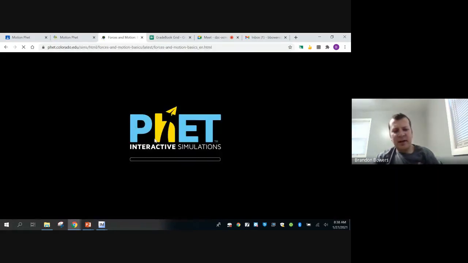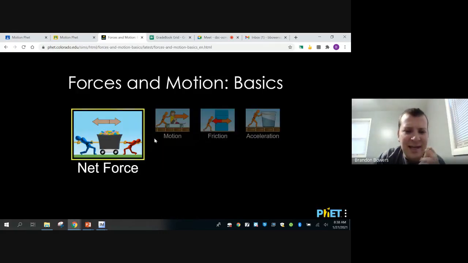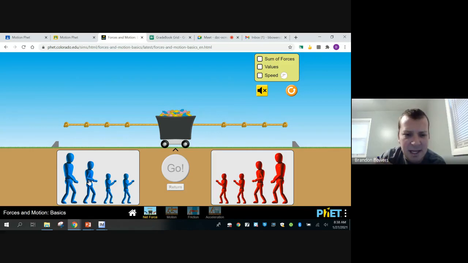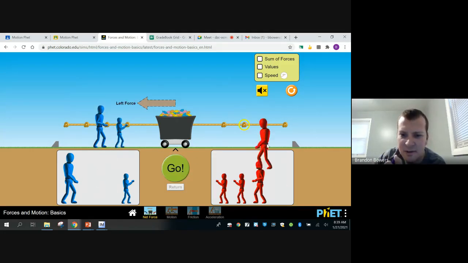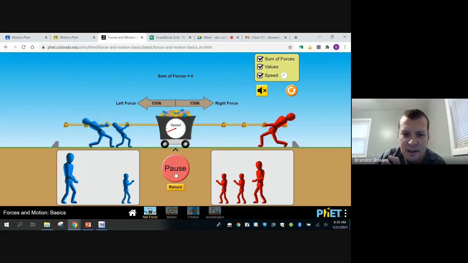To start off, you're going to have some people playing tug of war, and you're looking at the net force. Net force is key. So you might have this dude and a small dude versus the big guy. Each one is pulling 150 newtons, but it's not moving because they're both equal, right? So the sum of forces is 0.